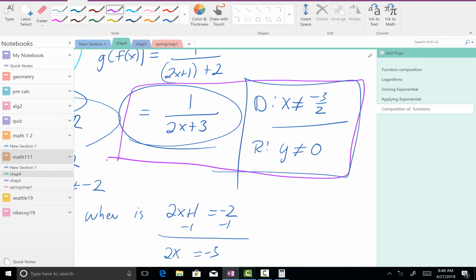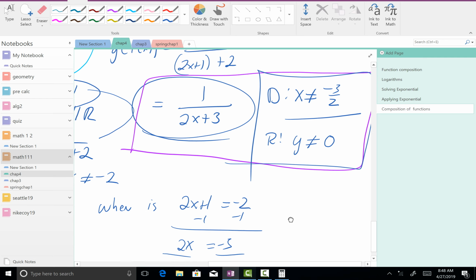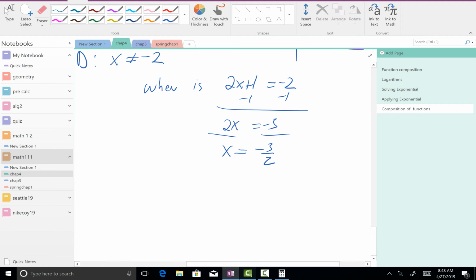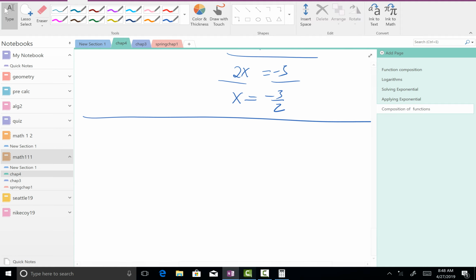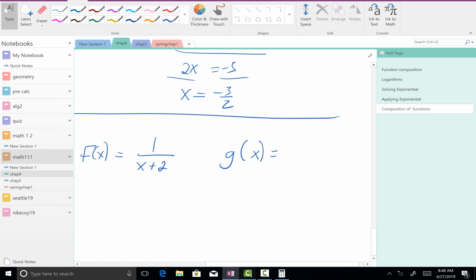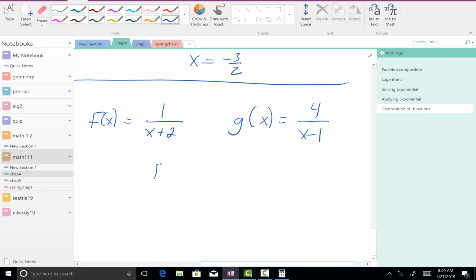Let's do another one, though. I want to make sure we kind of got this, and then I'll see if you have any questions on it. So let's go with one like this. This one's actually one of the examples that's in your book, where they have two little rationals, and they say find f of g of x. And they just want the domain of it.